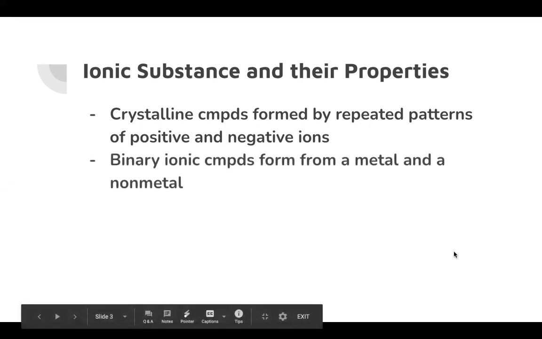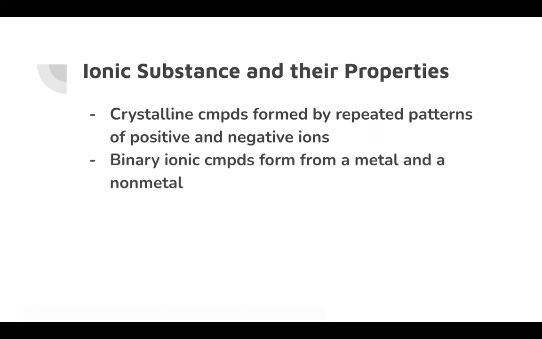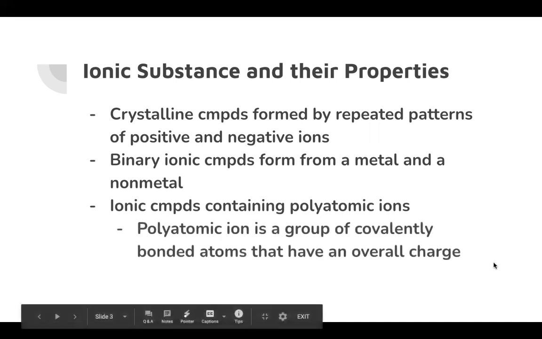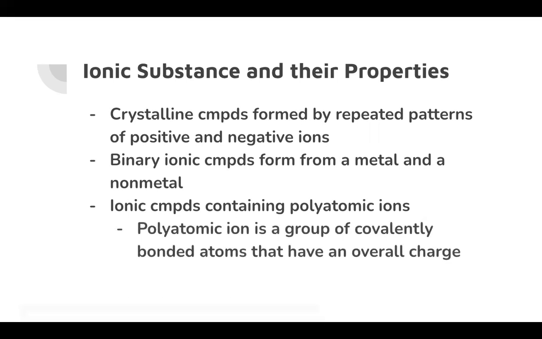Binary ionic compounds are formed when a metal and a non-metal combine. Sometimes it's a metal and a polyatomic ion. A polyatomic ion is defined as a group of covalently bonded atoms that have an overall charge. When they covalently bond, they have either an excess or a deficiency of electrons. Most of the time, it's an excess. We're actually going to look at how to write those and figure that out.